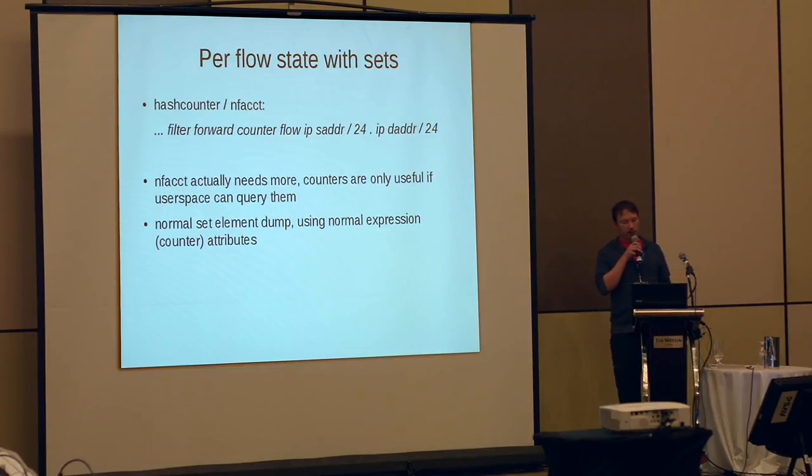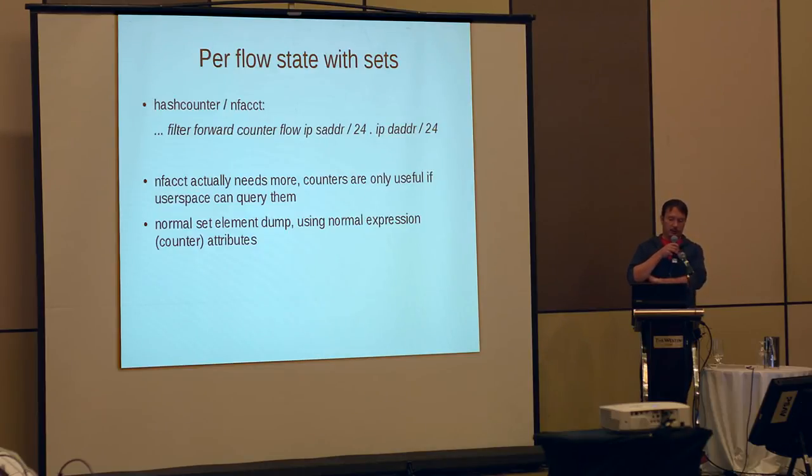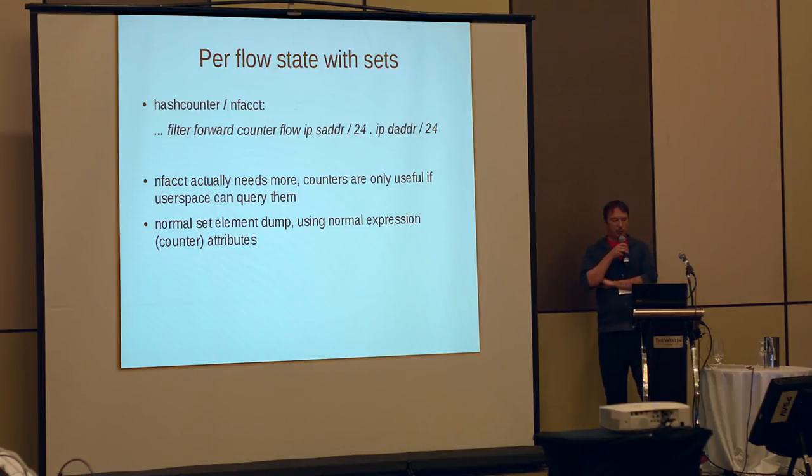We can have hash counter, or NFACCT, basically. NFACCT has some different features, but the core of it, we can instantiate counters based on some definition of flows. In this case, we have the source and destination networks with a /24 net mask, and we keep track of how much traffic is flowing between them. NFACCT actually needs a little bit more.